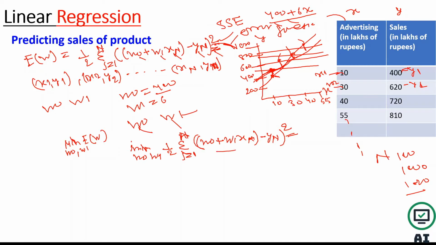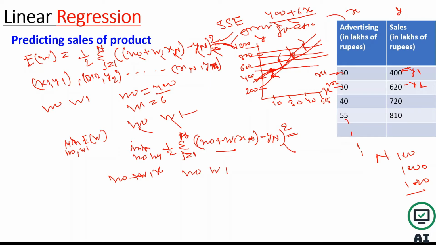We have to minimize this equation. So once we solve the optimization problem, whatever W0 and W1 minimize this particular function is going to be the line which gives minimum error as compared to any other line, and W0 and W1 are going to be the model parameters for our regression model. Accordingly, our model is going to be W0 plus W1 x.